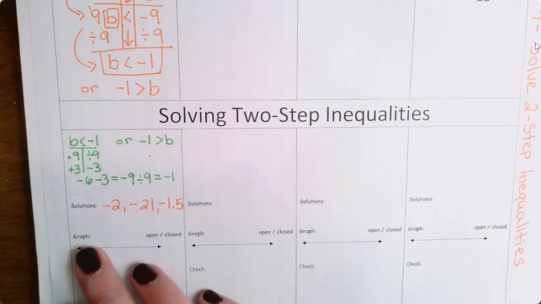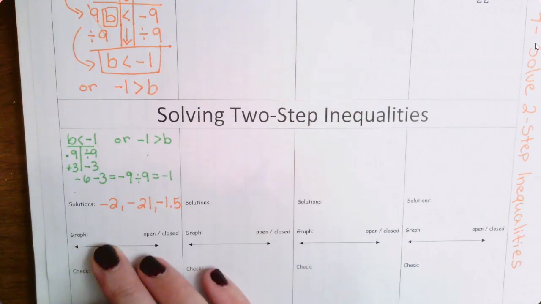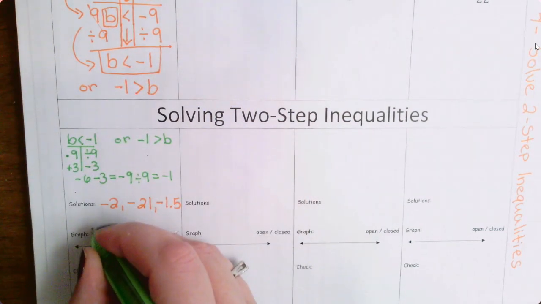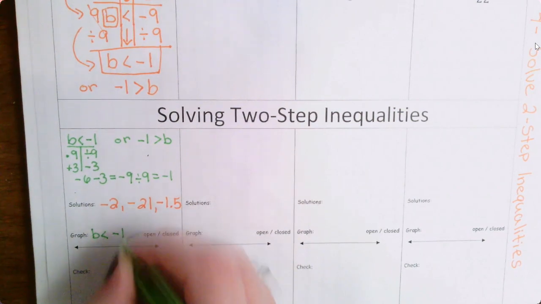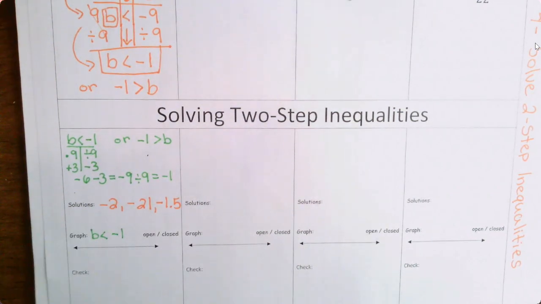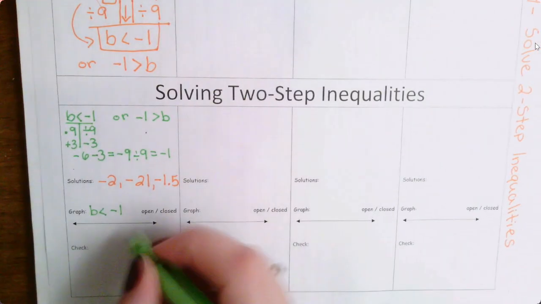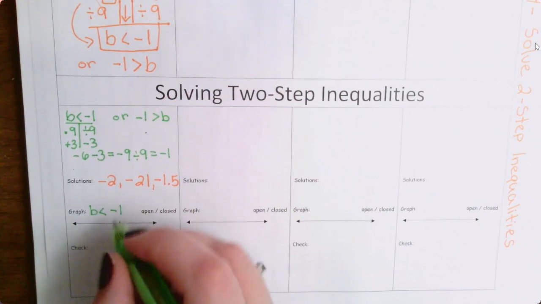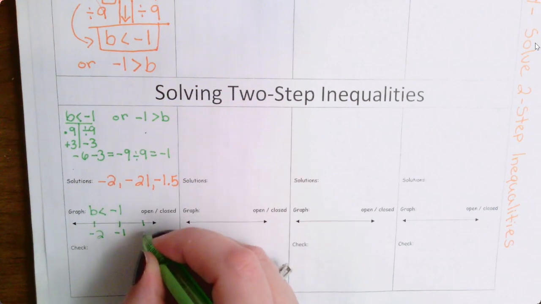Next, I need to figure out when I graph this, which version I want to rewrite my inequality as, but I just want to make sure that when I write it, the variable's on the left. So I did come up with 2 ways I could write it. I'm going to rewrite the version where it says b is less than negative 1. I know that I'm going to put whatever I'm comparing to my variable, so the negative 1, in the middle of my number line. To the left would be negative 2, and to the right would be 0.